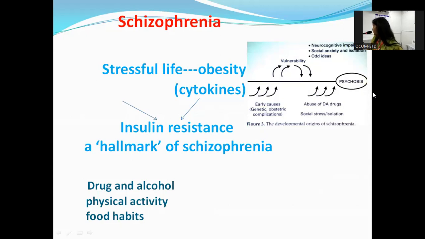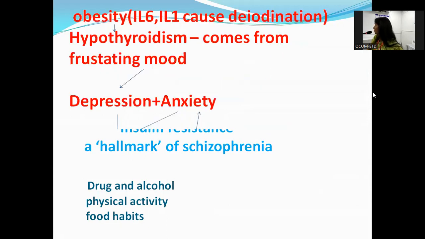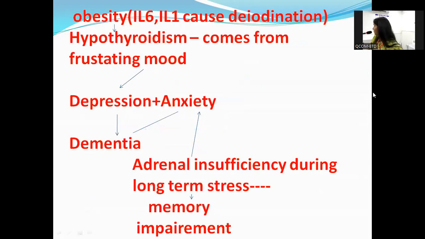And alcohol addiction, which is taken as stress relief. Lack of physical activity and bad food habits induce obesity, and both are responsible for metabolic syndrome. Obesity causes hypothyroidism because of IL-6 and IL-1, which are cytokines present in adipose tissues. These are responsible for mood changes, and the last chapter of mood changes is depression and anxiety, which cause dementia.